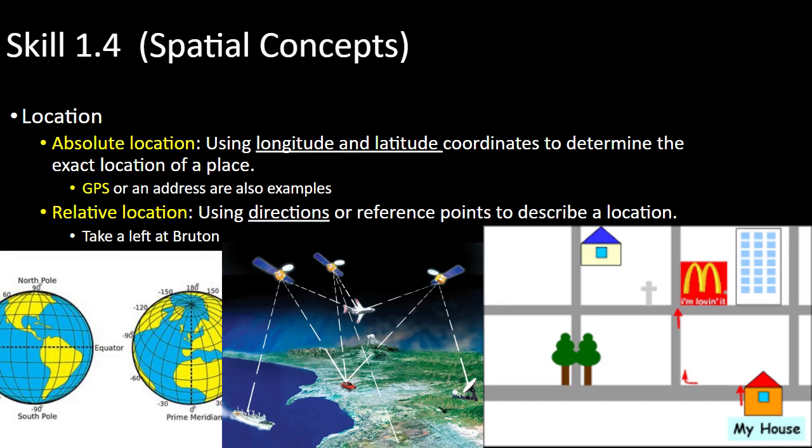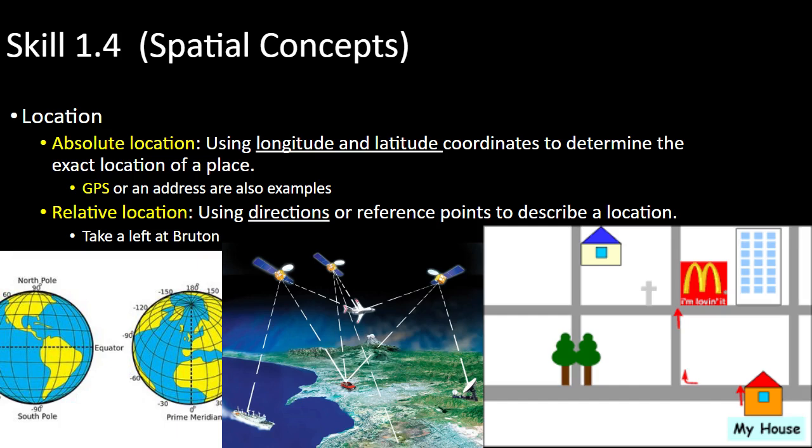The relative location is going to be using directions. So these are reference points. If you look at these pictures, the one on the left is the Earth divided up with latitude and longitude lines. The equator, of course, is going to be the center, east-west, and then the prime meridian, north and south, center. And with that, we get certain numbers, and these numbers will determine exactly where you are. The center picture is going to be the satellites that are showing everything, where we are. The picture on the right, though, is great.